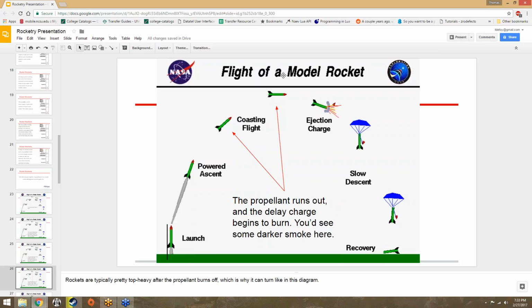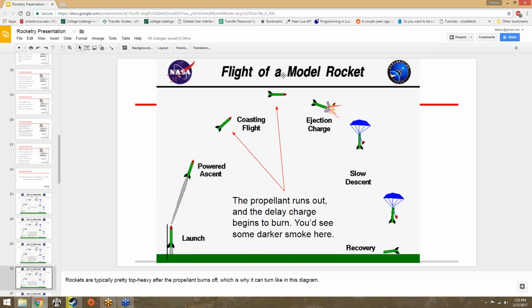As it burns, it removes more of the weight from the bottom, transfers it into force that's making the rocket go upwards, and the rocket becomes more and more top-heavy as it gets higher and higher in the air. And then you'll usually see a sort of tilting of the rocket that happens as it's adjusting to that.